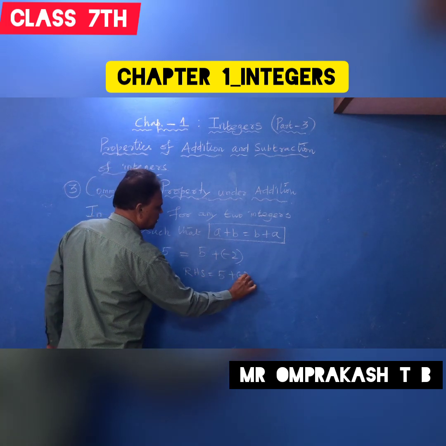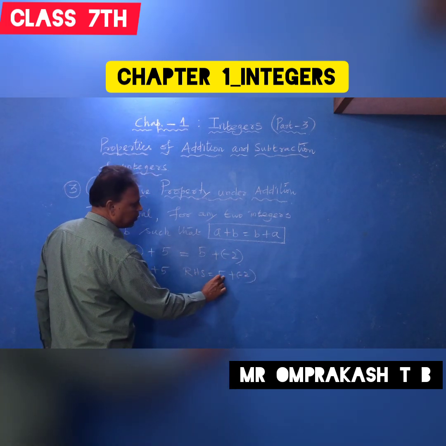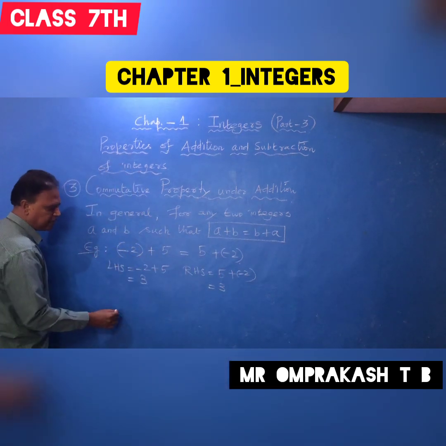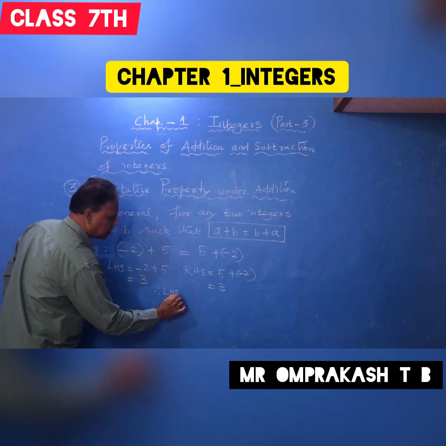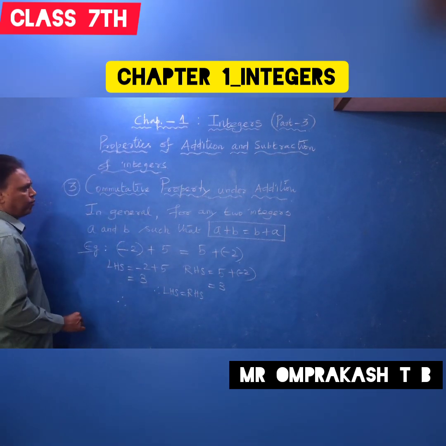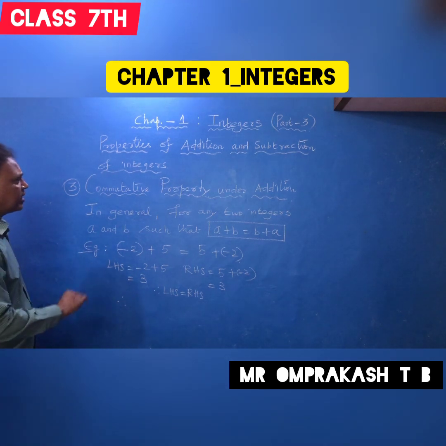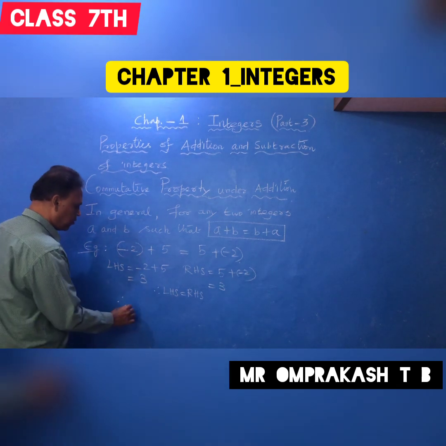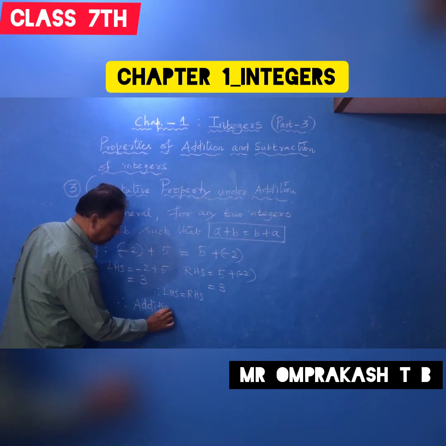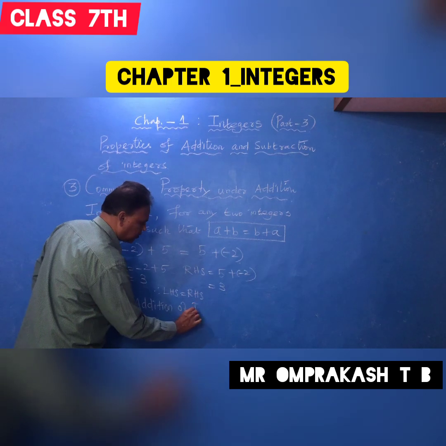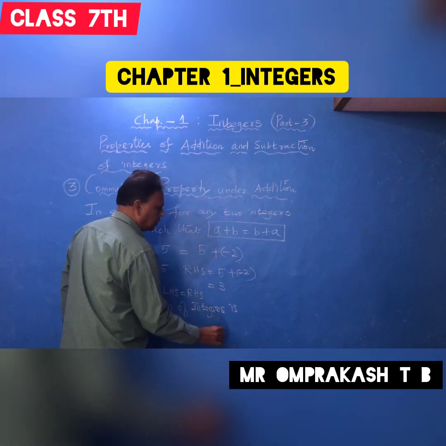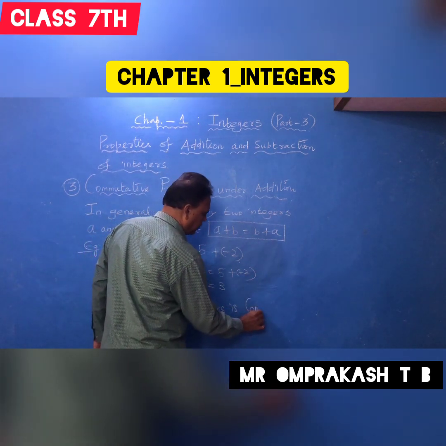Right hand side you take 5 plus minus 2. How much? Different sign, subtract, means 3. So both are the same. Left hand side equals right hand side. LHS equals RHS. Therefore, commutative property is satisfied under addition. Clear? Or you write, therefore addition is commutative. Addition of integers is commutative.